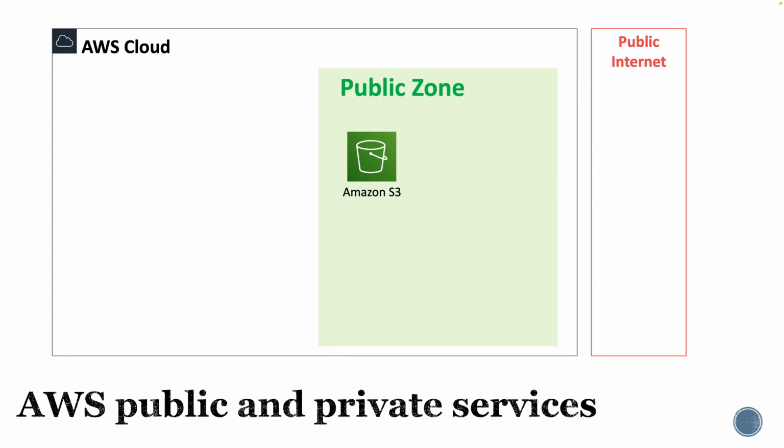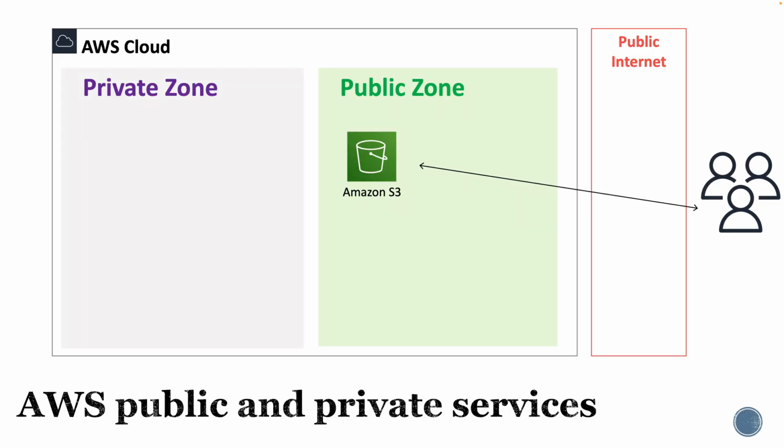And inside of this AWS public zone is a network that is attached directly to the public internet. So any AWS service that is considered a public service sits and runs from this public zone with the network attached to the open internet. An example of an AWS public service is Amazon S3. So when users are connecting to an S3 bucket, they are connecting through the public internet.